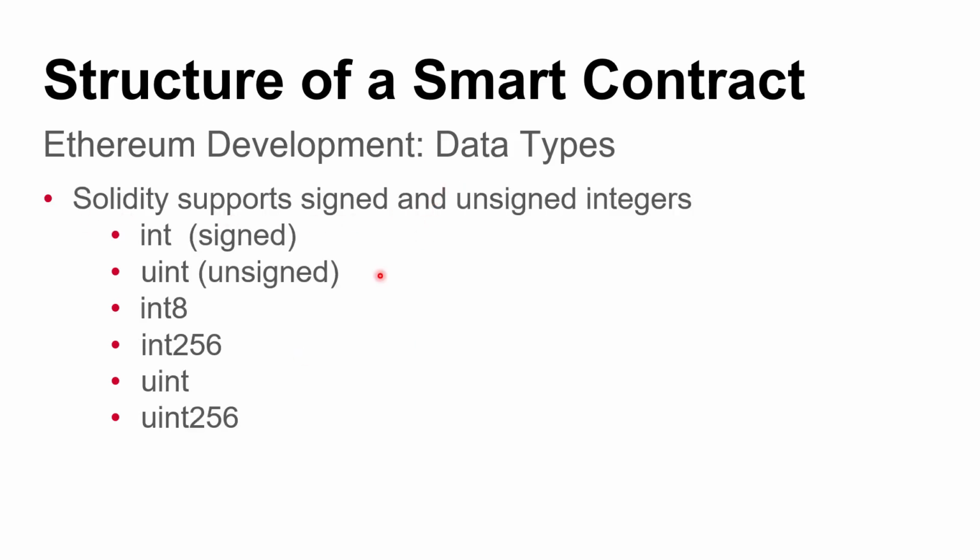And then we also have our integers. So we have signed integers and unsigned integers. The prefix U to int is unsigned. And you can see sizes for the integer as well. So we have 8, 256, unsigned integer, and then 256. So think about performance on the blockchain, and you will want to optimize your data.